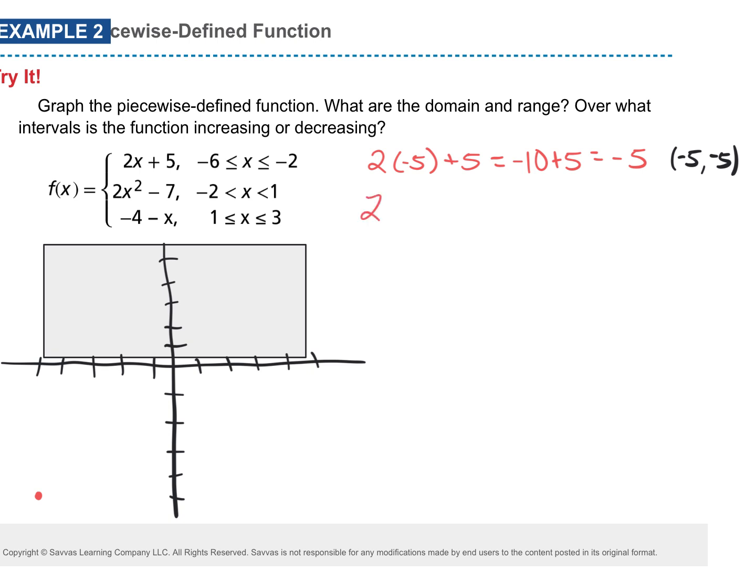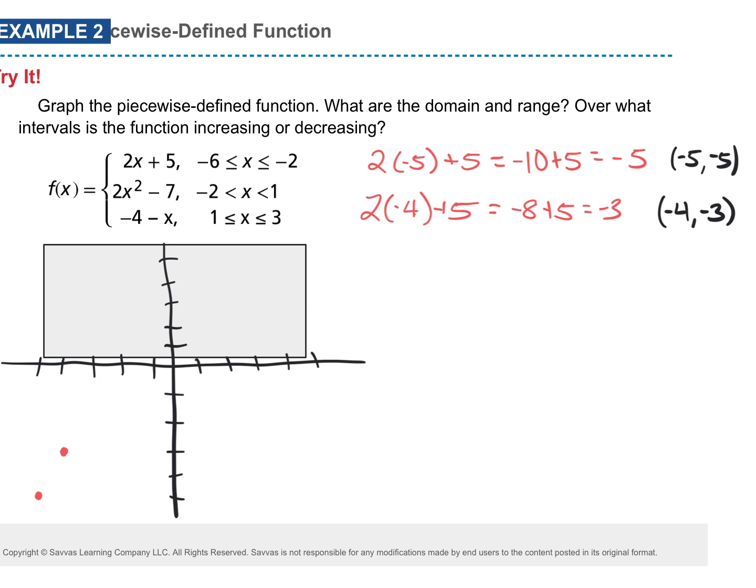So I have 2 times negative 4 plus 5. What's 2 times negative 4? Negative 8. Negative 8 plus 5? Negative 3. Okay, let's think about what the ordered pair is. What's the X value that I plugged in? Negative 4. What did I get out? Negative 3. That is my new coordinate. And then I plot it.